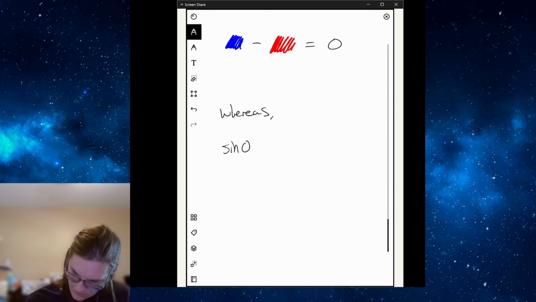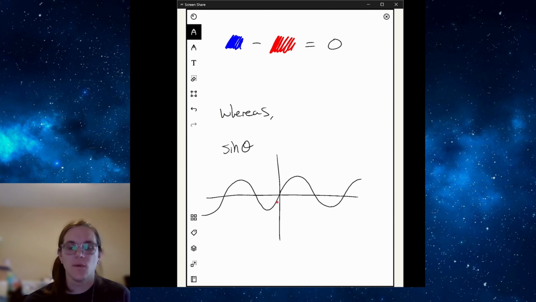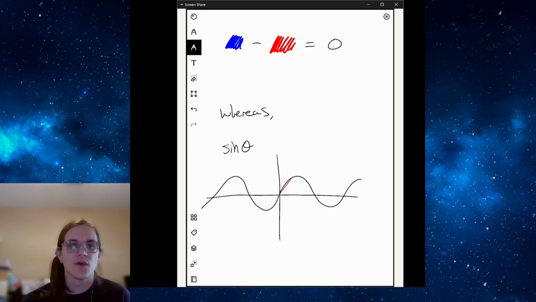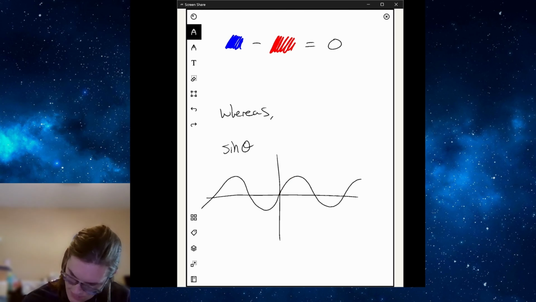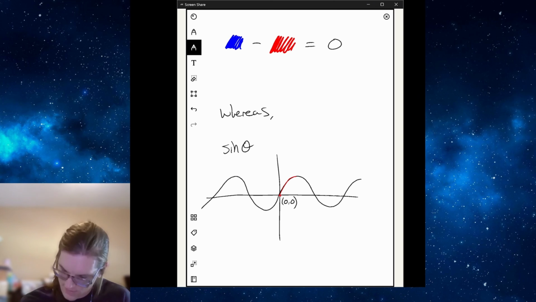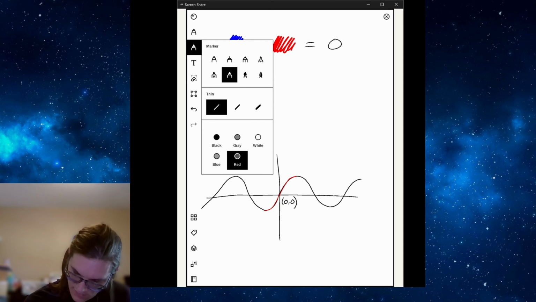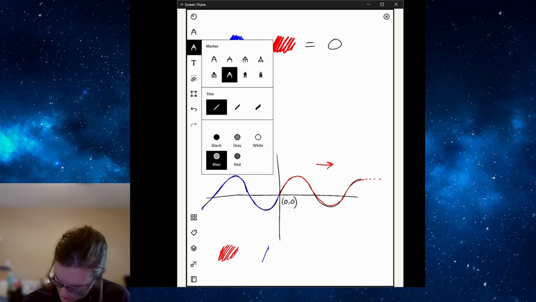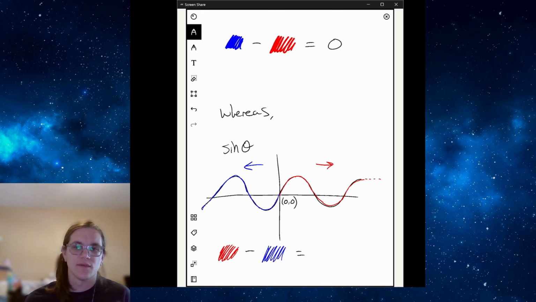Whereas sine of theta looks like this. You see how that's really bad? You see what's happening right here? When you're crossing the origin, the values of sine turn negative, right? So if you have all this, and now I say, let's subtract all the blue from the red, it's not going to be 0. It's going to be some leftover value.